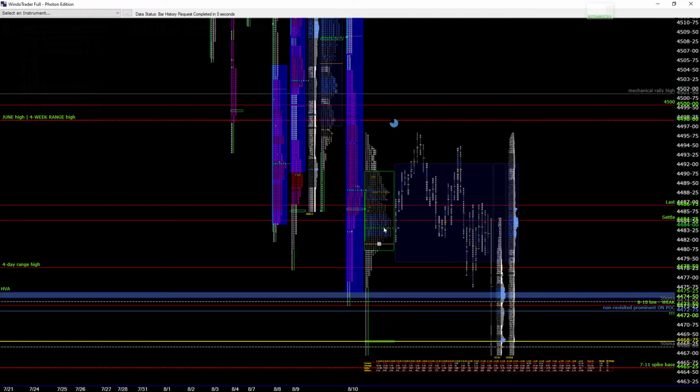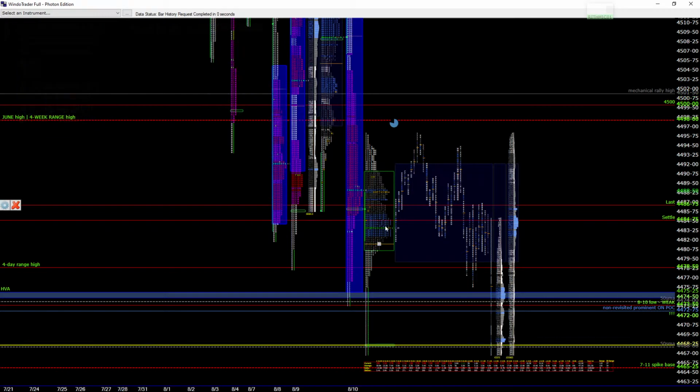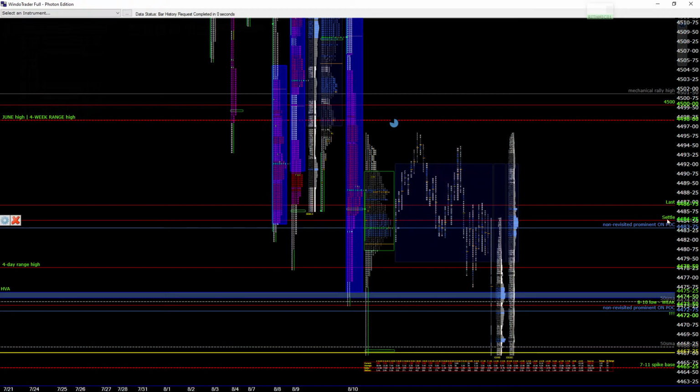Okay, I would say this is a prominent point, overnight POC. I'm going to put it there. It's about zero.